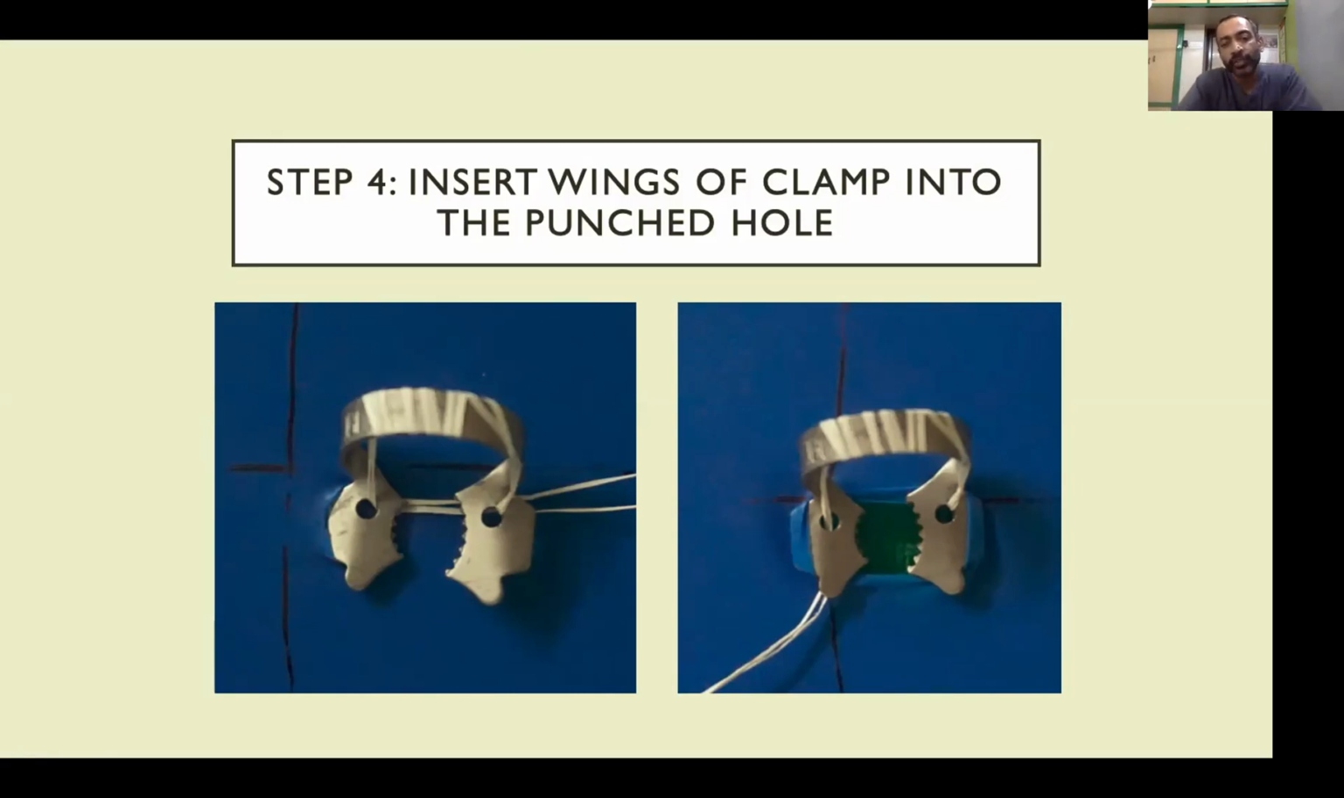Step 4 is to insert the wings of the clamp into the punched hole. Now you can't do this with a wingless clamp, which is why having a winged clamp is important to this particular technique. So these are the wings. You insert one wing and then you stretch the rubber dam and insert the other wing over the rubber dam sheet. So this is what you need to do. By now, what has happened is this particular clamp is now firmly attached to the rubber dam sheet. The rubber dam sheet is firmly attached to the frame. So all these three components will actually be one.